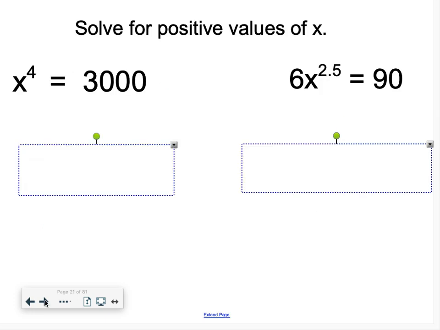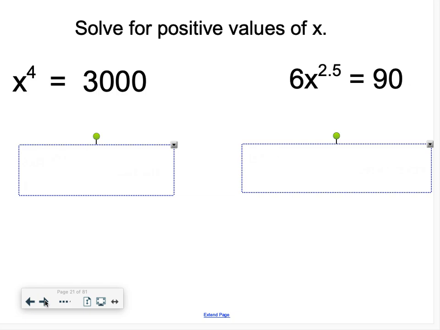Okay, then we're going to solve a couple power functions. So now notice that your variable is not an exponent anymore. Your variable is actually the base. So now we're into some power functions. So x to the 4th equals 3,000. You could totally guess and check this. What number times itself 4 times equals 3,000? But I don't really know. I mean, I could play around on my calculator and try to get as close as I can, of course, right?